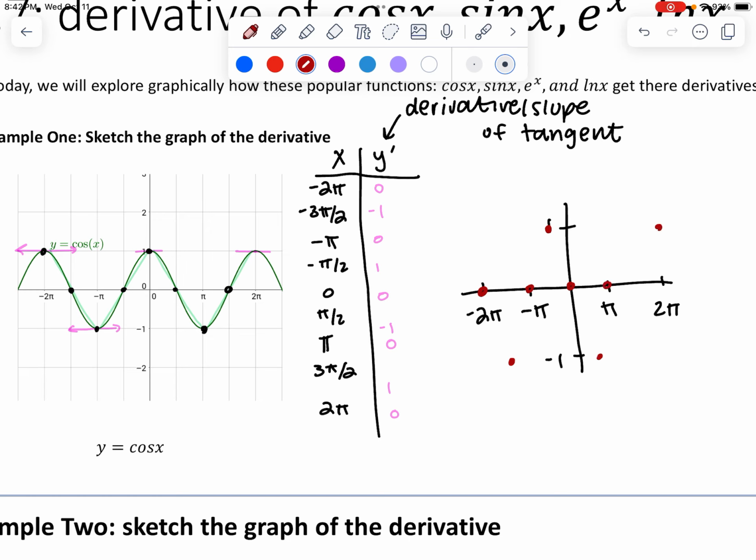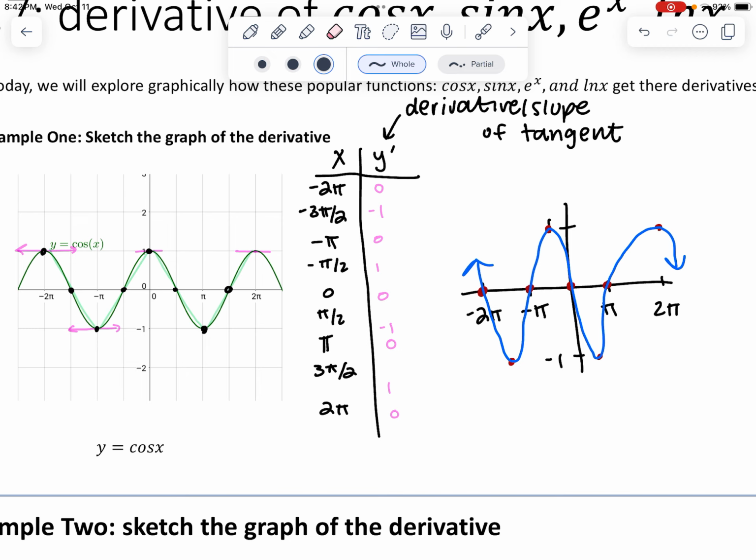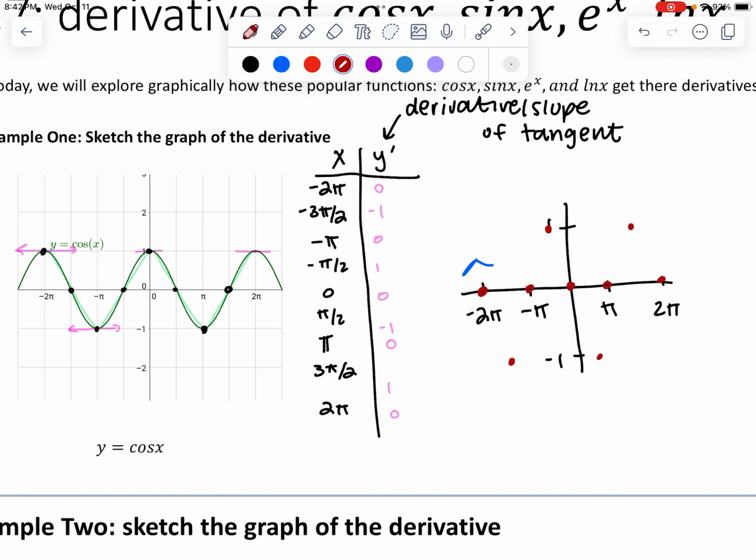And now I will connect them. Okay, sorry, that looks kind of ugly because it got a little, oh, sorry. I messed it up. 3 pi over 2 would have been right here, and then 2 pi goes here. So let me do that again. So it should look like this.